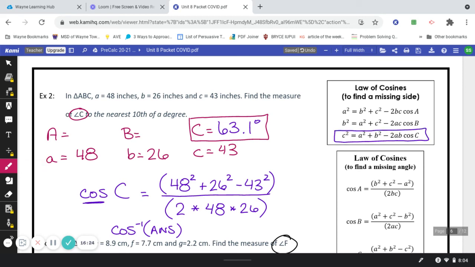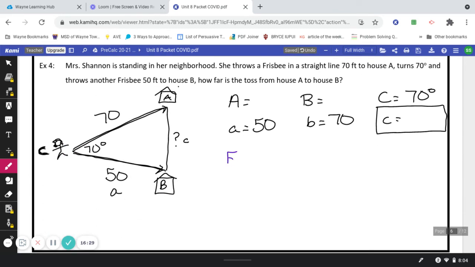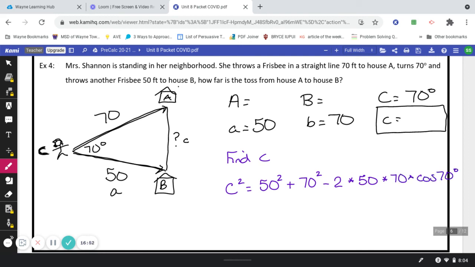C squared equals. So we'll very carefully put our numbers in the correct place. C squared equals 50 squared plus 70 squared minus 2 times 50 times 70 times the cosine of 70 degrees. All right, double check to make sure you have all the numbers in the right spot. And then we'll type it into our calculator.